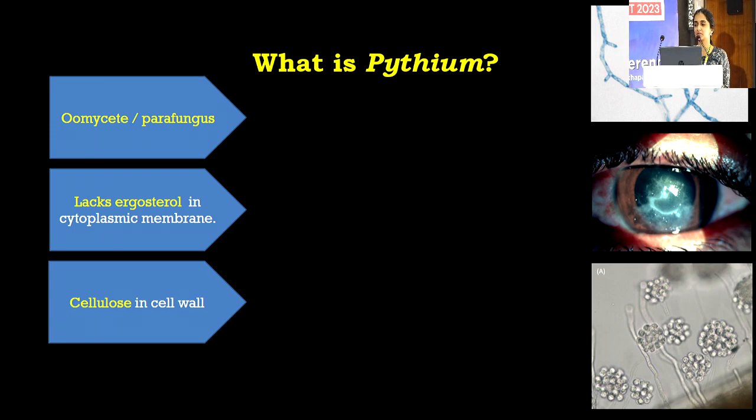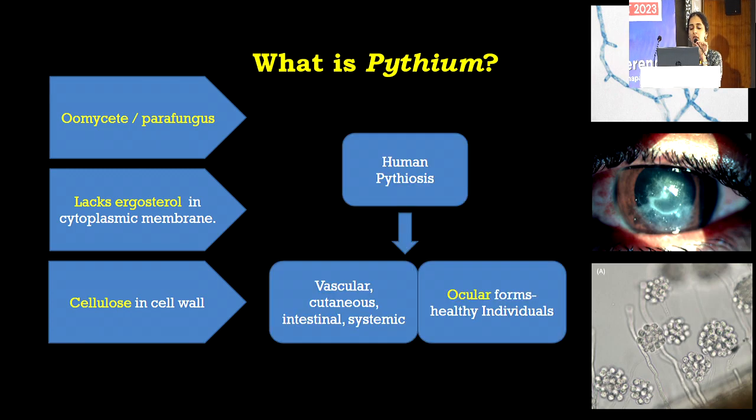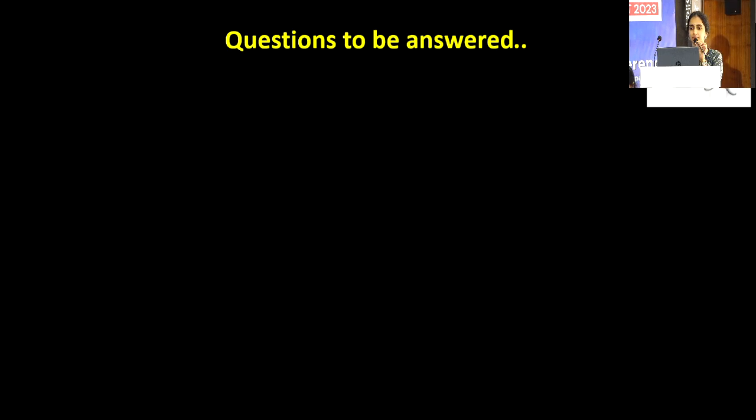It does bear some resemblance to fungal keratitis morphologically, but there are certain differences in that it lacks ergosterol in the cytoplasmic membrane, due to which the antifungals are ineffective, and there is a presence of cellulose in its cell wall. Human pythiosis can be either systemic or ocular. Systemic forms occur in individuals with underlying hematological disorders, whereas ocular forms occur in healthy individuals.